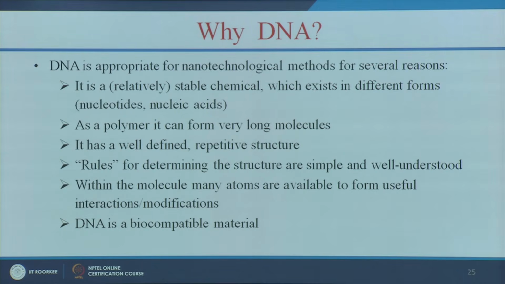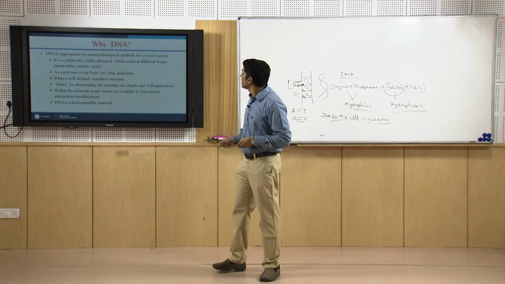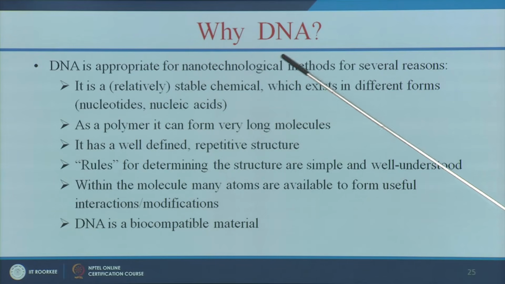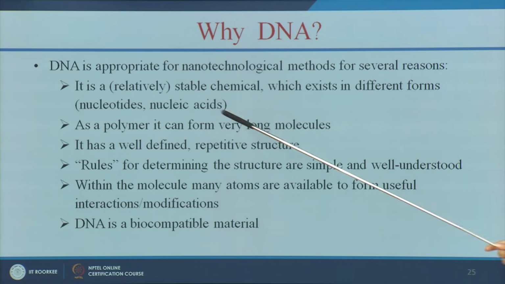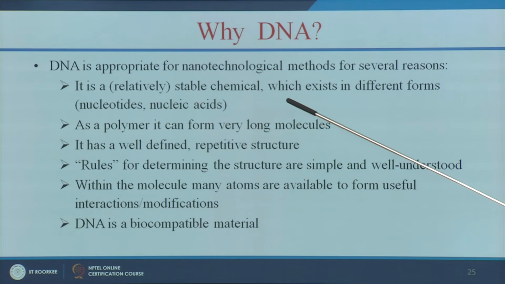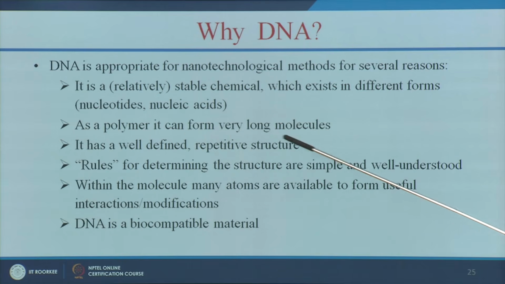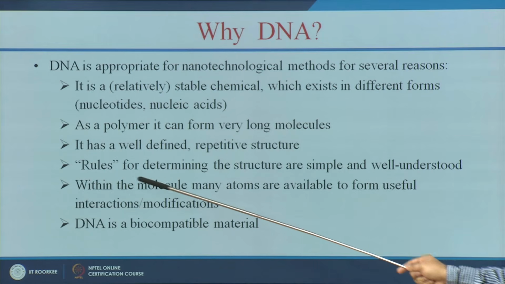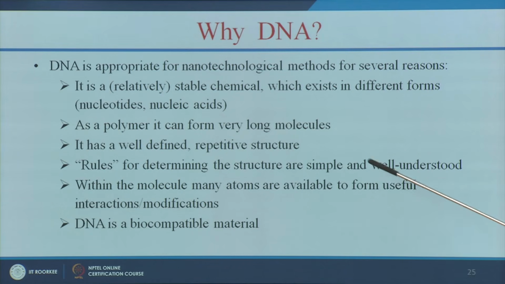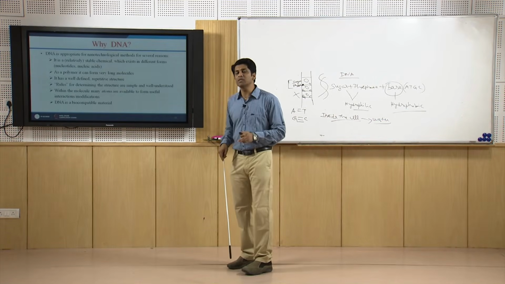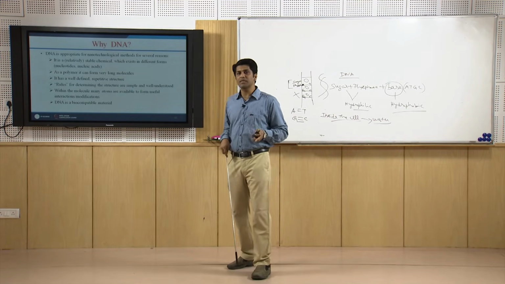And why do we have to select DNA for making these nanostructures? Because DNA is an appropriate nanotechnology material for several reasons. The first one is it is a relatively stable chemical which exists in different forms. And as a polymer it can form very long molecules and it has a well defined and repetitive structure. And the rules for determining the structure are simple and well understood. Within the molecule many atoms are available to form useful interactions and modifications, and finally DNA is a biocompatible material. So, that is why we are using DNA as a structural material for constructing various nanostructures.